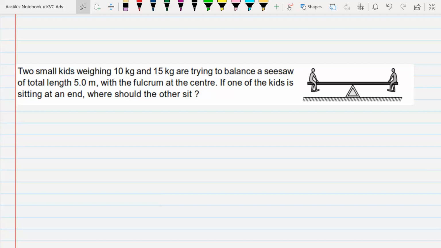Remember, the system is in equilibrium. It is not stated, but you must understand it.